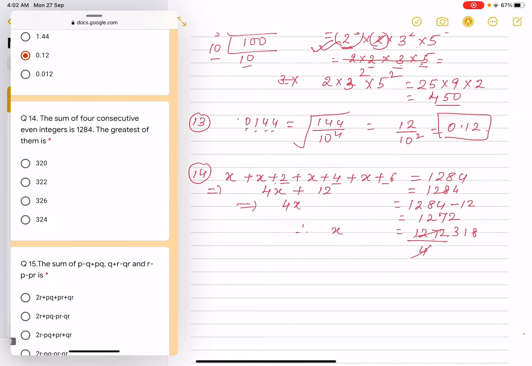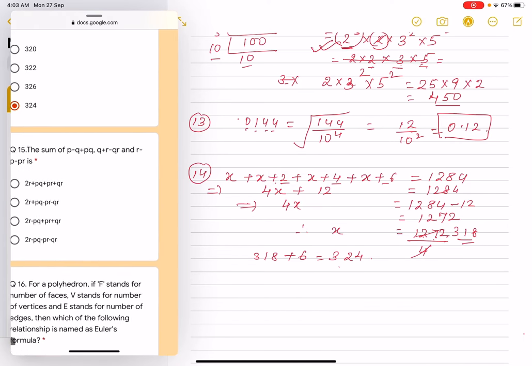4 3 is 12, 4 1 is 4, 3 2, 4 8 is 32. So which is the greatest number? 3 1 8 plus 6, that is 324. So which option is correct? Last option is correct.